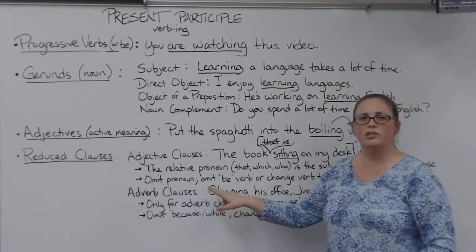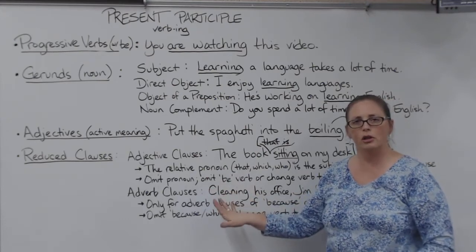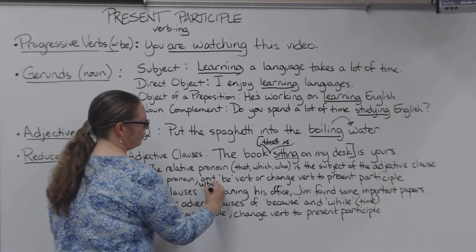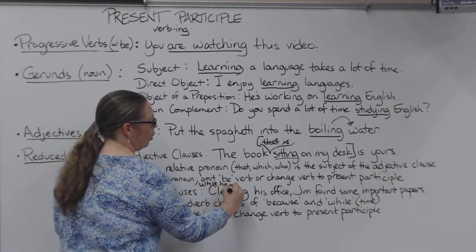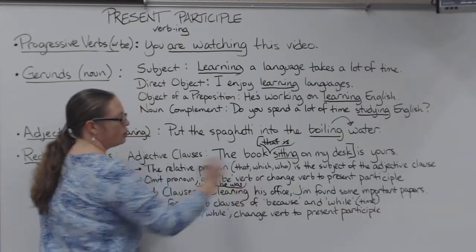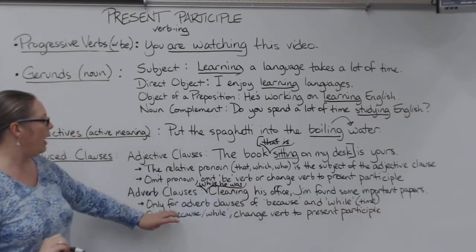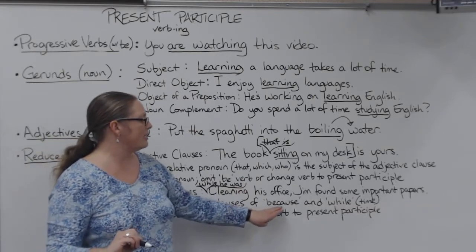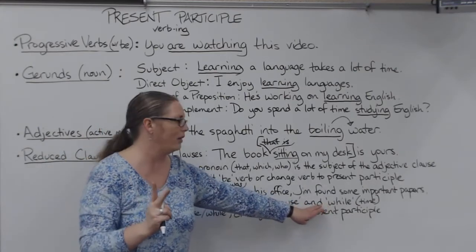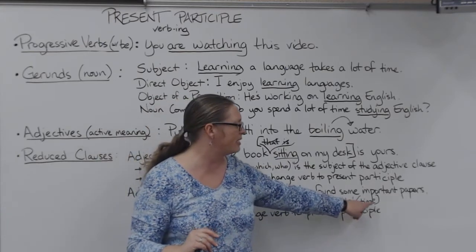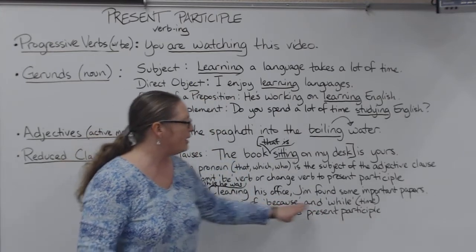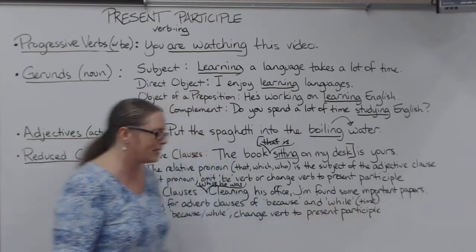What's the meaning here? What's the full clause? The full clause would be while he was cleaning his office, Jim found some important papers. It's only for adverb clauses that have a meaning of because or while. And there's some different meanings of while. This is the time meaning, two things happening at the same time. It needs to be one of these meanings.